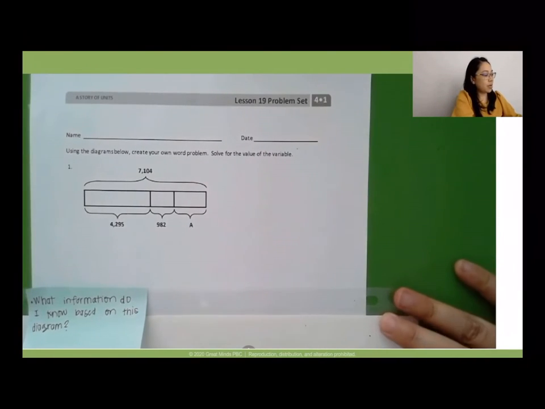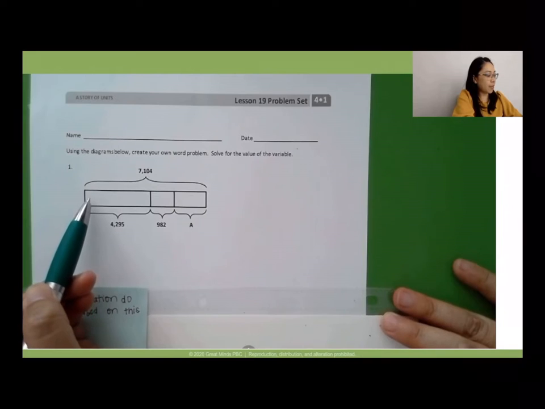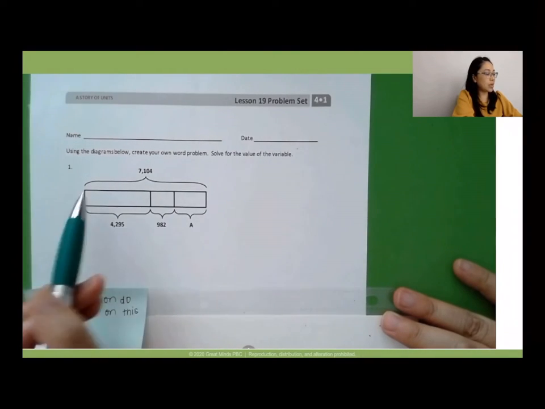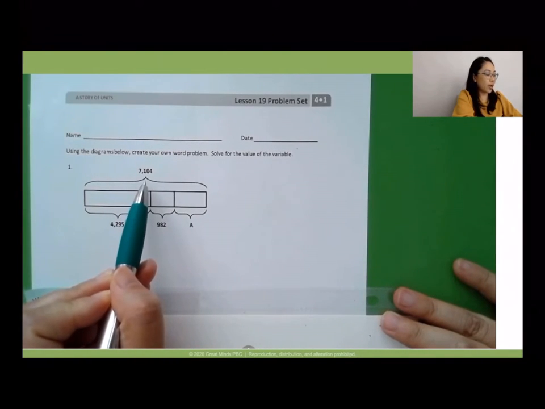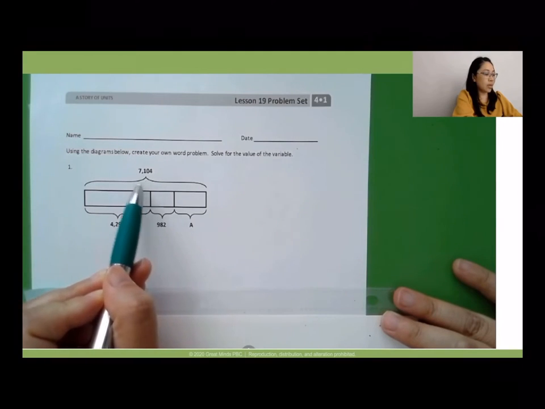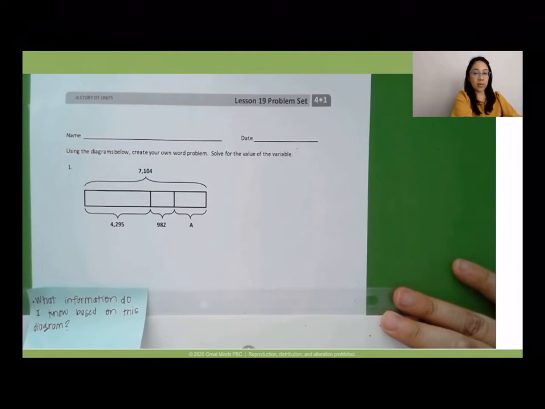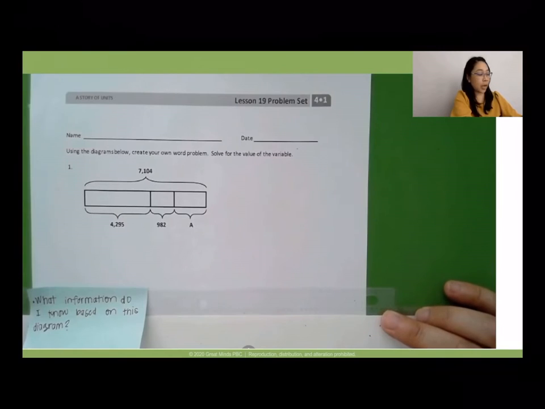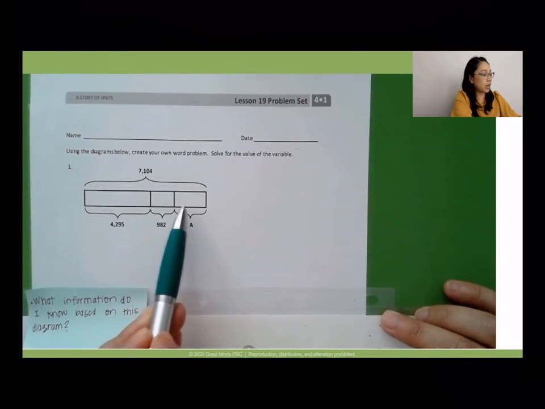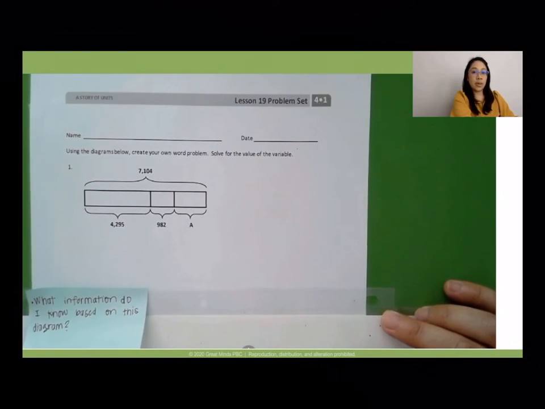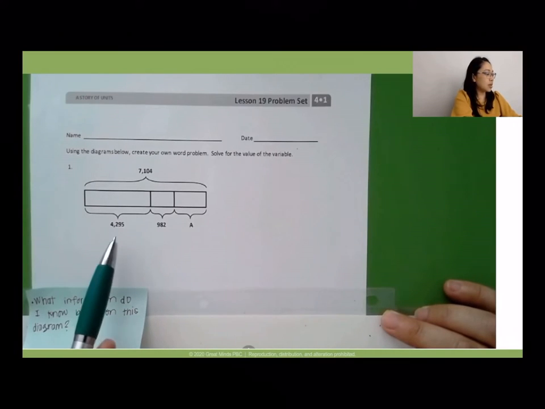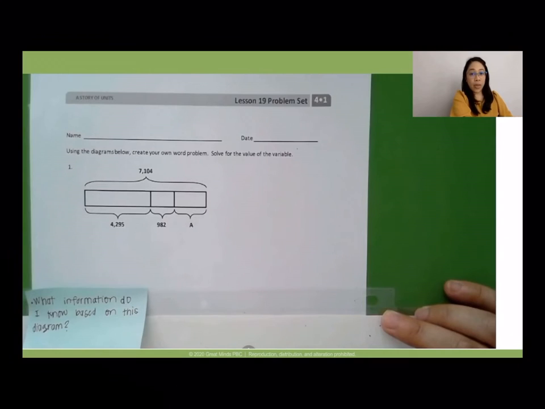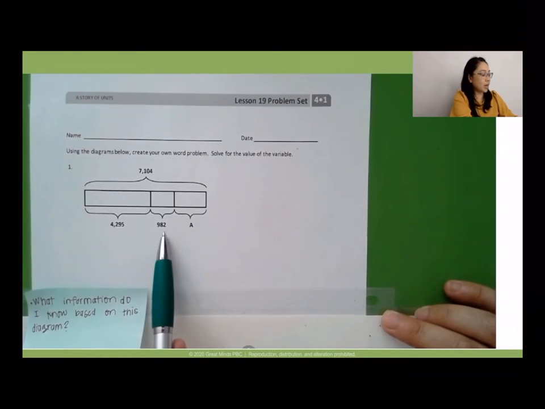We know there's one tape diagram and its total value is 7,104. This therefore represents the whole. We can also see that the tape diagram is partitioned into three parts. There are two known parts, 4,295, and then the other known part is 982.